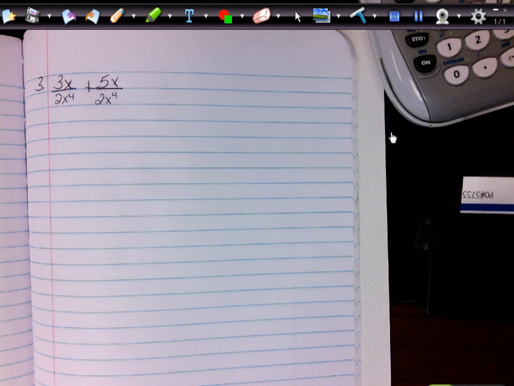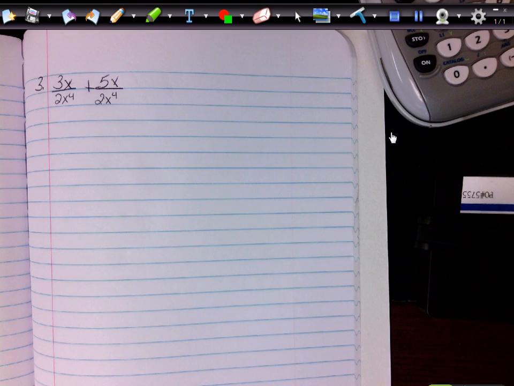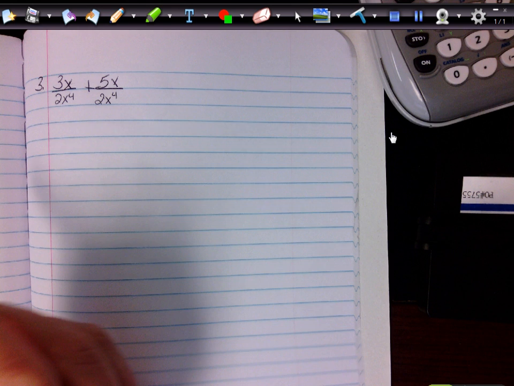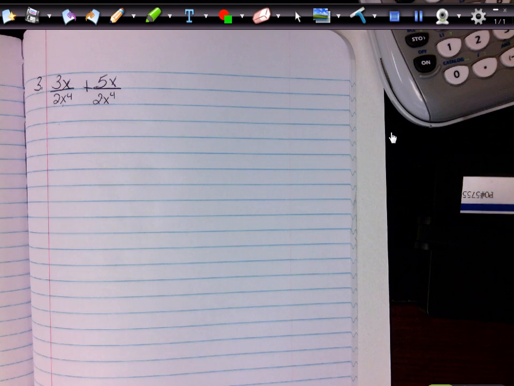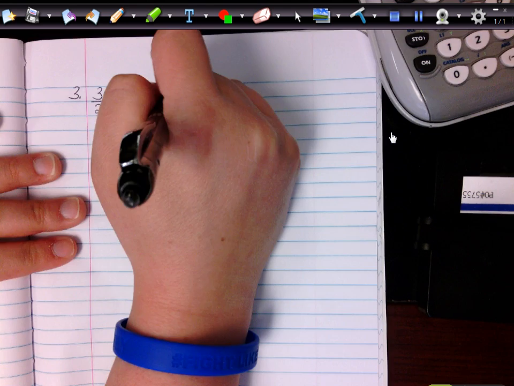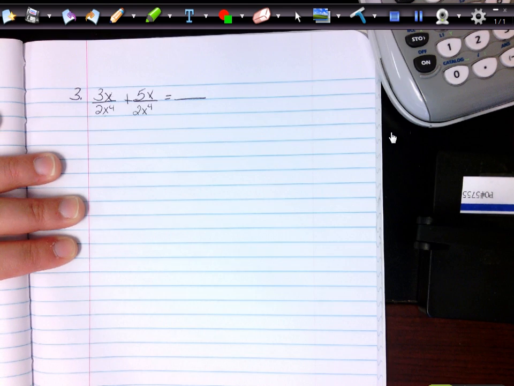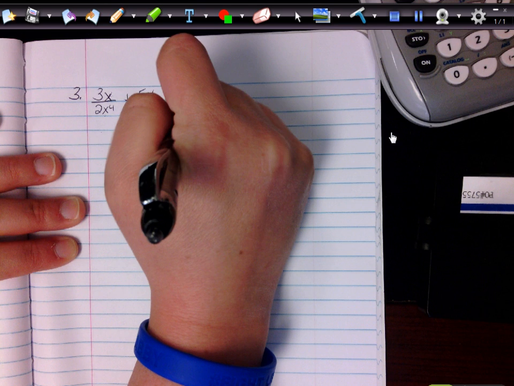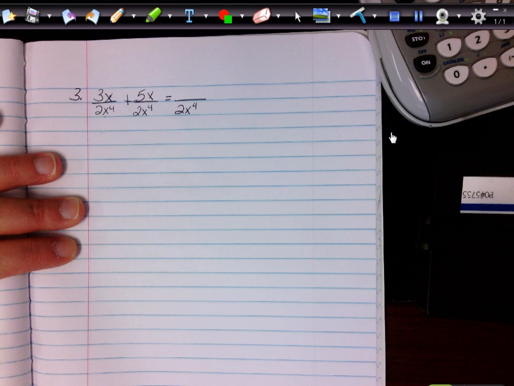All right, now we're going to go on to another objective. Our objective now is to add rational expressions with like denominators. So here we have 3x over 2x to the fourth plus 5x over 2x to the fourth. Again, we have like denominators because anytime we're adding fractions, we have to have like denominators in order to add, or we have to make them like denominators. So here, all we're really going to do is I'm going to start by bringing over my common denominator. And so the same on the top and bottom, all I do is bring over the denominator.